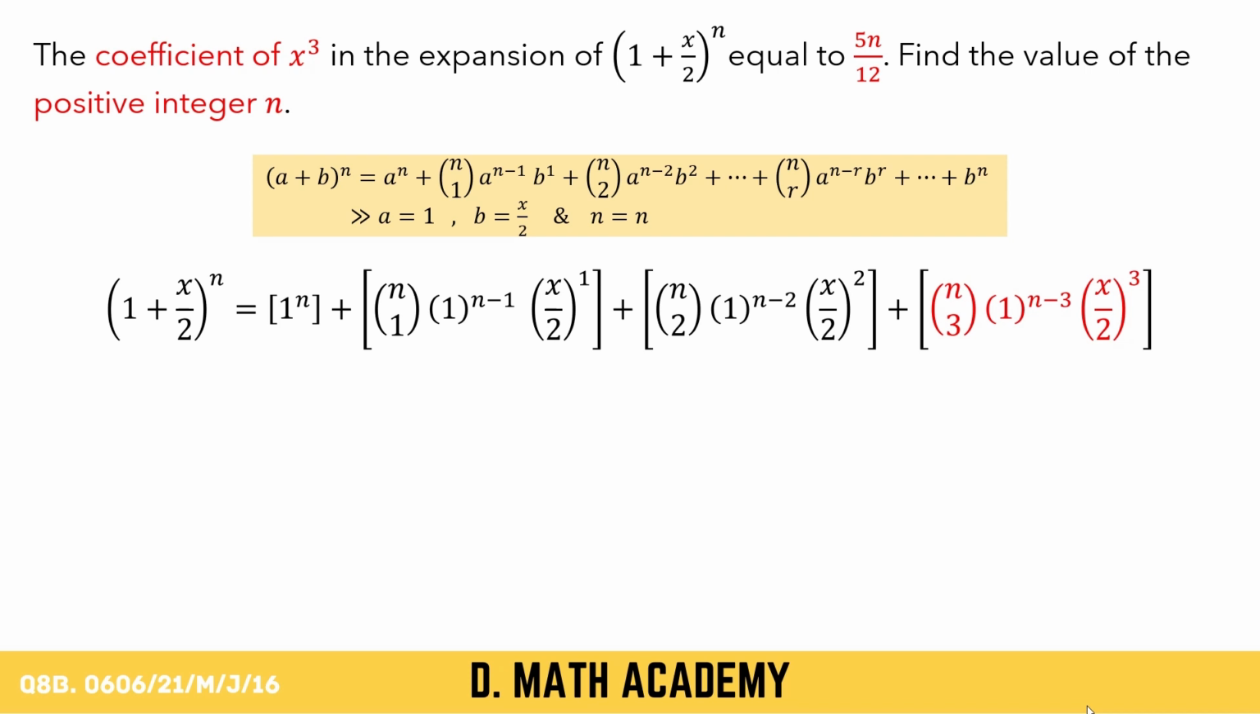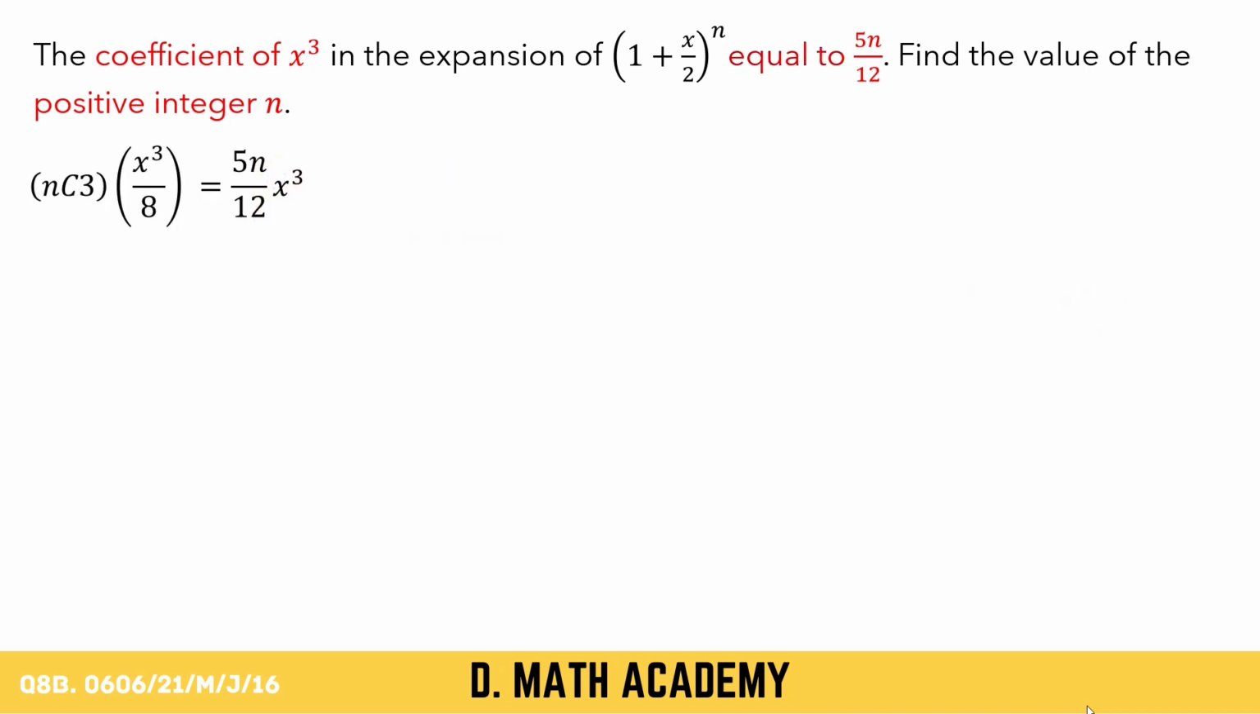Because a doesn't have x, and our b, when it's raised to the power of 3, then only can we get x cubed. So only focusing on that, I wrote it as nC3 times 1 to the power of n minus 3, times x cubed over 8, equals 5n over 12 x cubed. So remember, 1 to the power of anything will still be 1. So I first cancel it off.